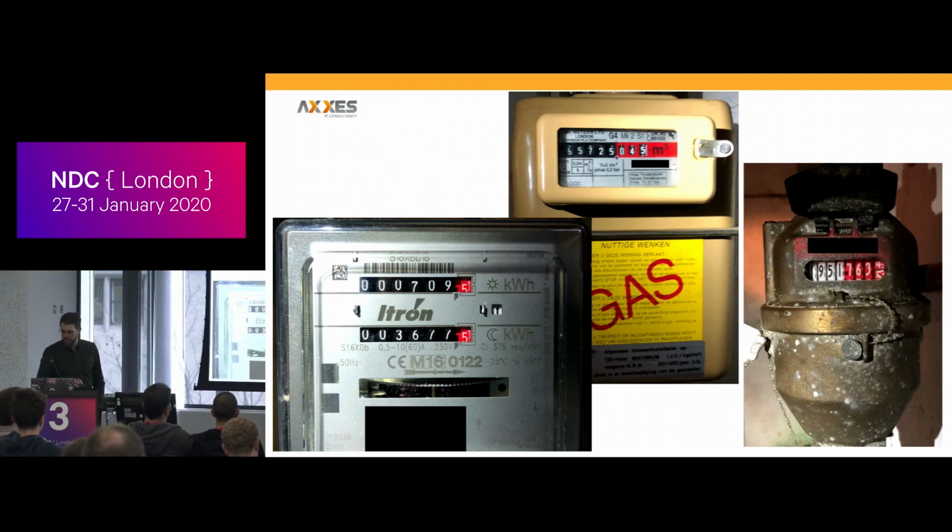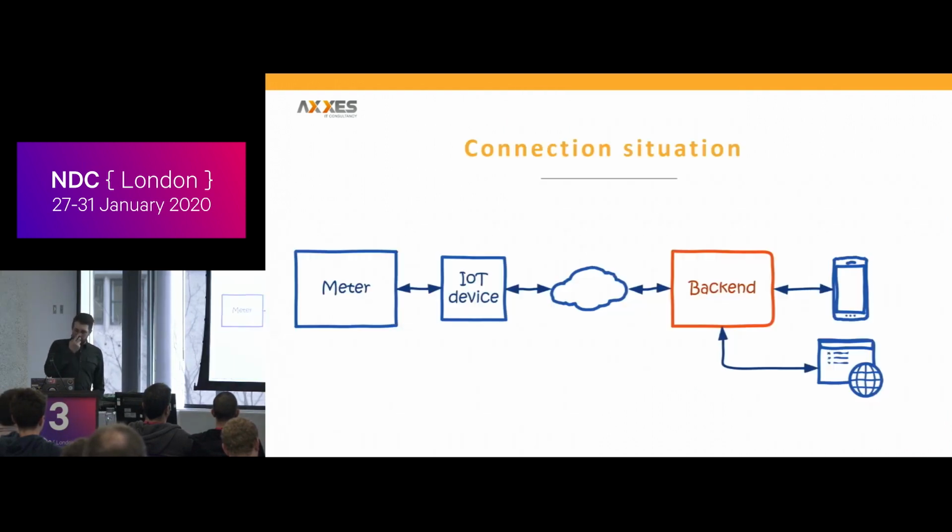So how did that look in our connected situation? You would have a meter in your house, we would connect an IoT device to that would get the meter readings from them. It would send it over the internet to our backend, and our backend was then used to present information on your smartphone. It would have a web portal where you could configure alerts, all that sort of stuff. That was what we were building. The red part is what we're going to be talking about.